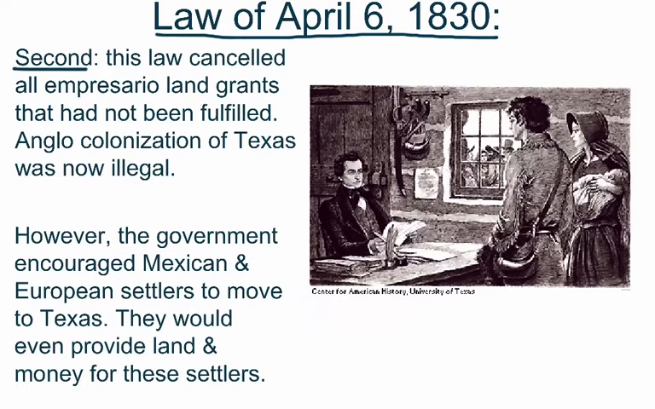So what they did is they would even provide land and money for these settlers. They would give you land and money and say, hey, here's an opportunity for you to get more land than what you have here in the interior of Mexico. You're going to get it in northern Mexico. Plus, not only are you going to get land, we're giving you money to move out there and settle that area. So this was the second term in the law of April 6, 1830, to counter the fact that the Anglo-Americans were gaining so much power in that area.